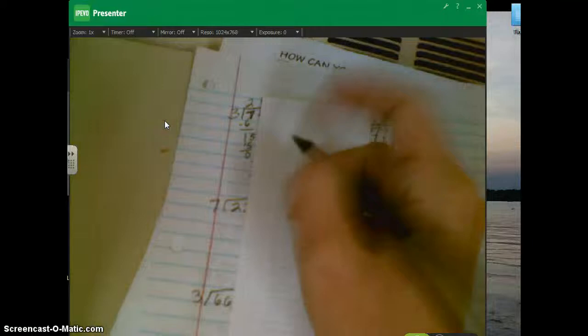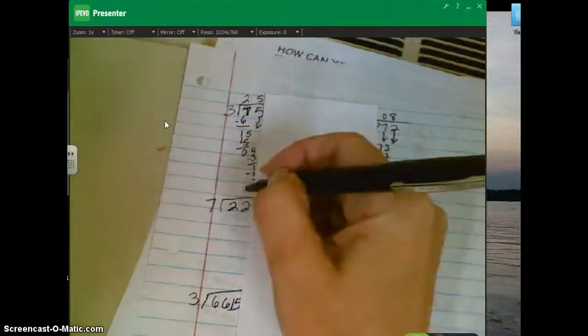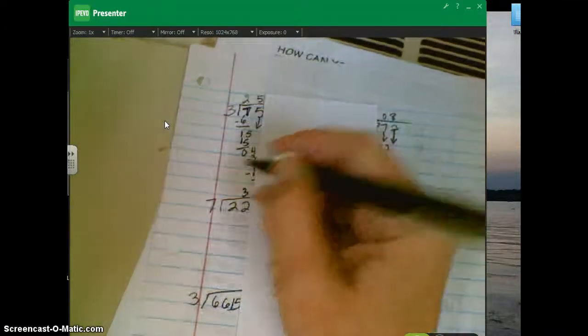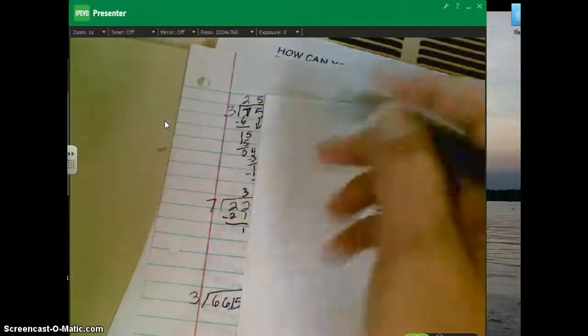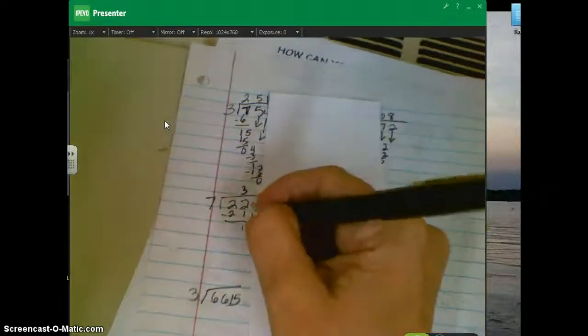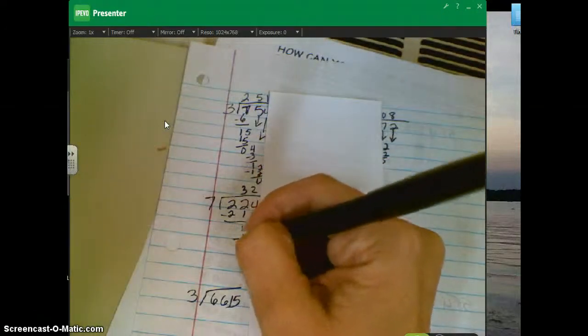Moving on. How many 7's will go into 2? It won't. It's too small. We can write a 0, or we can just move over. 7 goes into 22 3 times, and then we've got 21. 7 times 3 is 21. Subtract and you get a 1. Bring down your next digit. 14. 7 times 2 is 14. Subtract and you get a 0.